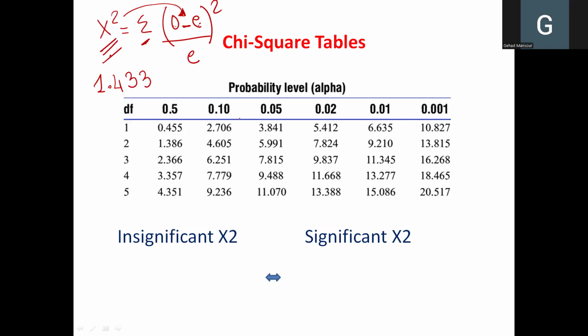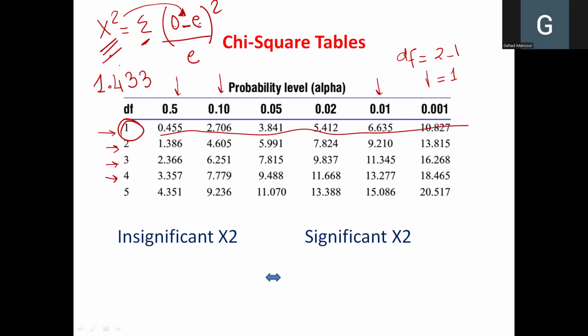But first of all, I have to know that I have columns, as you can see, and rows. First of all, I have to decide which row I will locate the difference in. So we said that we have two phenotypes and that the degree of freedom equals the number of phenotypes minus 1, which means 2 minus 1, which means 1. So I'll be working in this row.